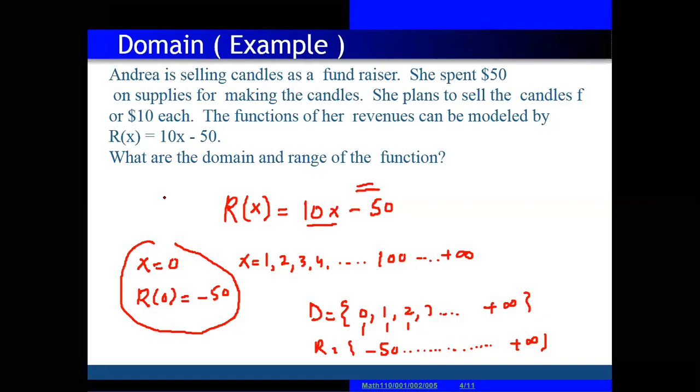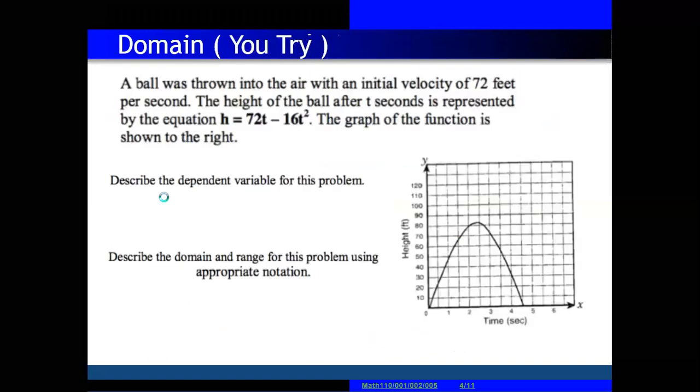finding domain and range. You can see here a ball was thrown into the air with an initial velocity of 72 feet per second. The height function is given: height is equal to 72t minus 16t square. This one is the height. The graph is also given. Describe the dependent variable for this problem.